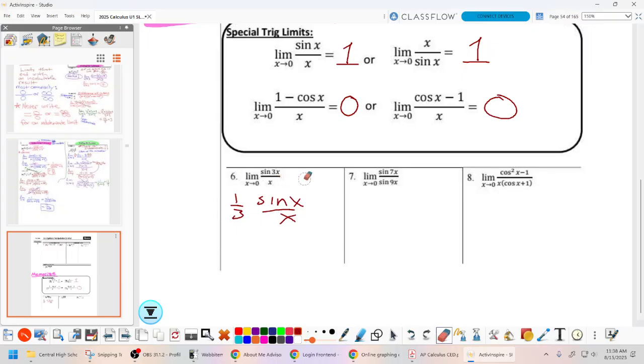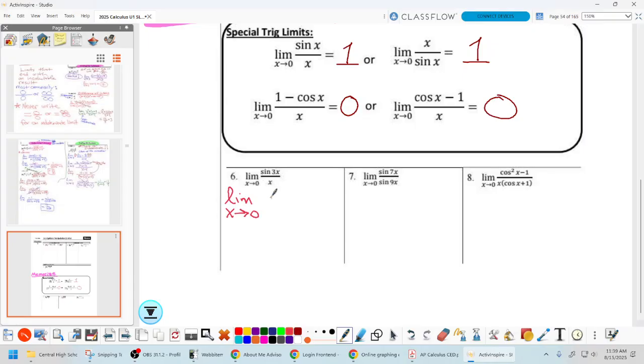You can't just pull out a 3, right? So here's the process. It's kind of interesting. I hope you like it, because I feel like it's kind of like solving a puzzle. Like, how can I make this look like that? Is kind of the idea. Okay? So we see a 3x inside. So limit as x approaches 0.